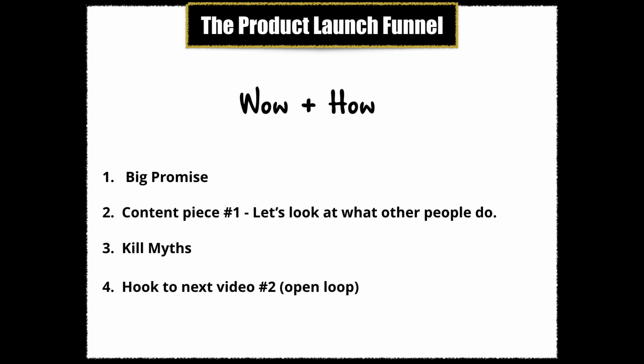You've got to have a big promise. A perfect example of that could be how to make $3,000 to $5,000 a month without needing to create a product. So obviously we're going based off my funnel, and that would be how to make a $3,000 to $5,000 a month income by promoting other people's products, which is affiliate marketing.